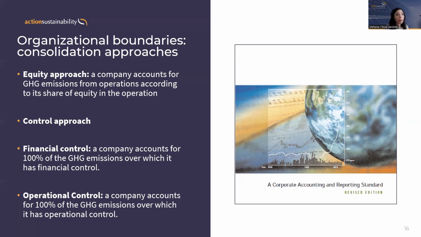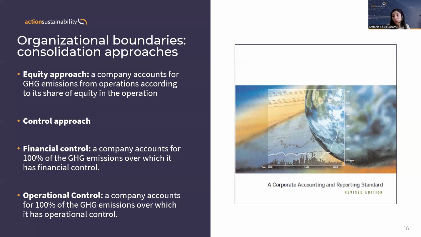The other approach is called the financial control approach. And as the name implies, it means that a company accounts for the emissions over which it has financial control. Because if you direct how the money is spent and where the money is spent, it means that you have an influence on how much carbon is being emitted, okay? And therefore you have to take into account those emissions.